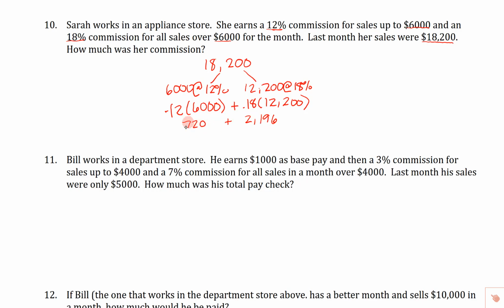This is the commission for the first tier, the 720, and the 2,196 is the commission for the second tier. So when we add those together, this tells us her total commission, which was 2,916. All right, now you can get going on the rest of your worksheet.